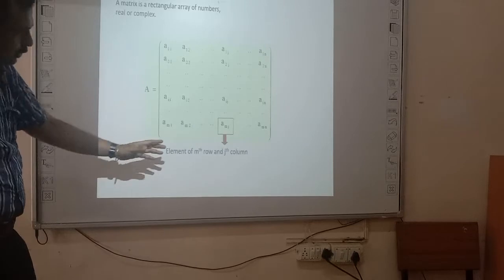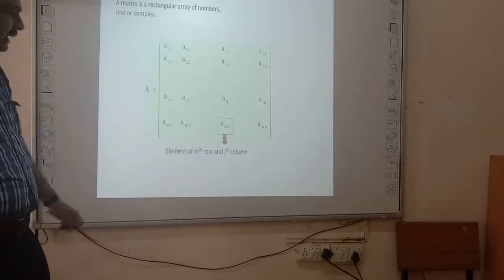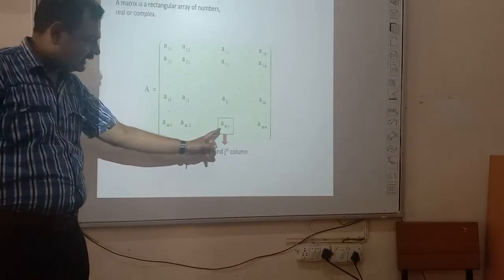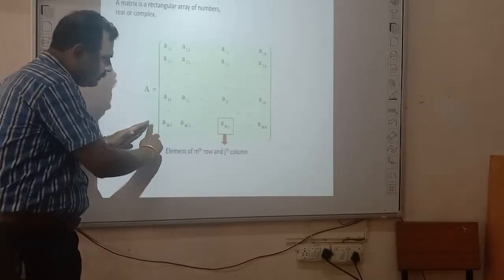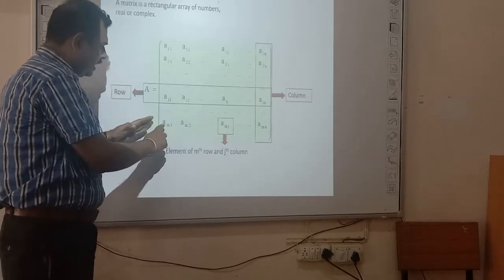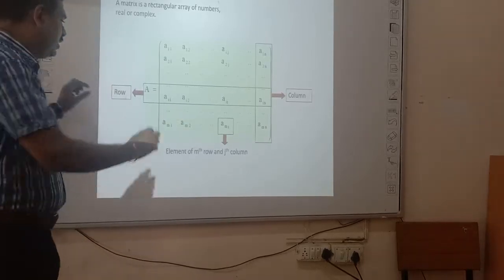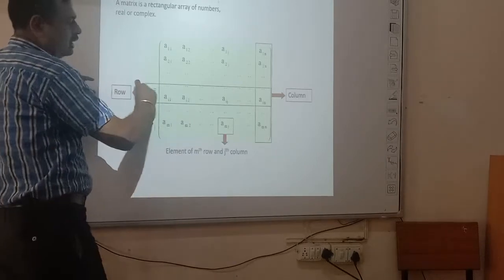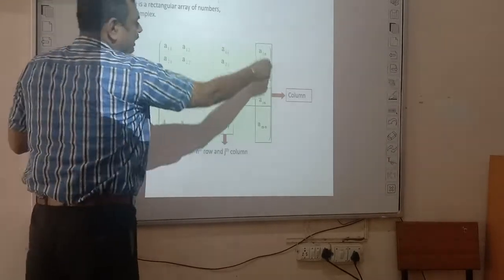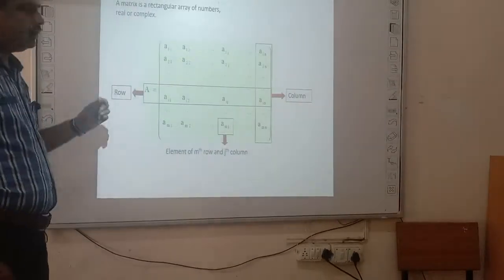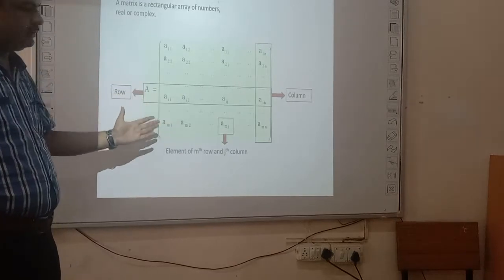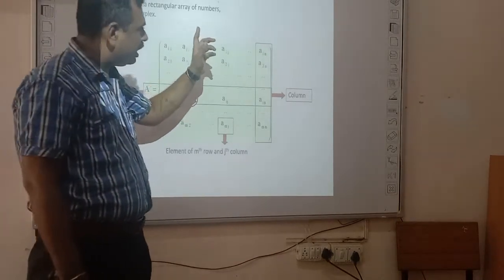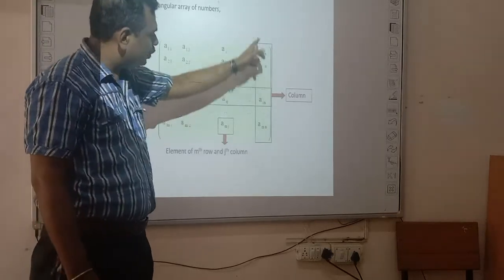Now, let us suppose I am talking about this element of the ith row and jth column. We have m rows here and n columns here. If we are talking about this line, this is a row, and this one is a column. So we have m rows and n columns, 1, 2, up to n columns.